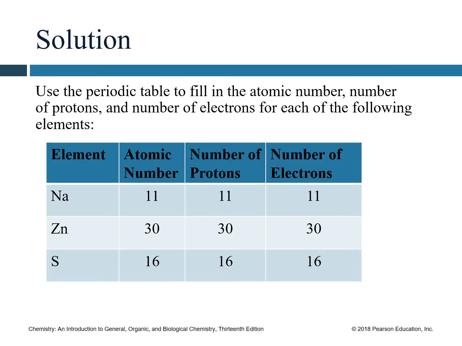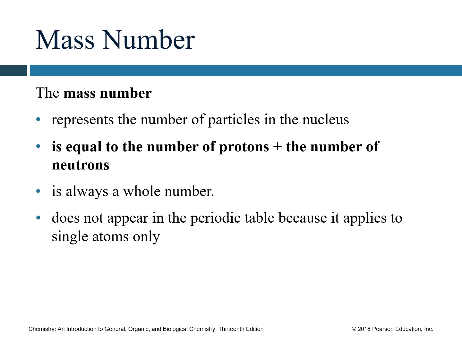The next thing is called the mass number. What about the number of neutrons? How can I figure out the number of neutrons? To figure out the number of neutrons, you should know the mass number of an atom. The mass number is basically equal to the number of protons plus the number of neutrons. So mass number is equal to protons plus neutrons.